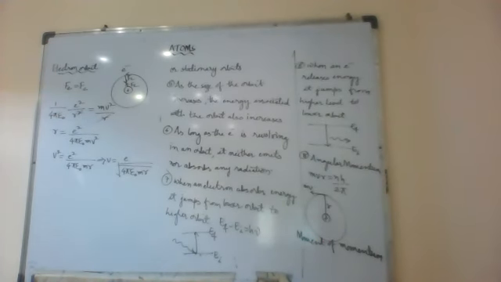So we can write like this. v square is equal to e square by 4 pi epsilon 0 m r.